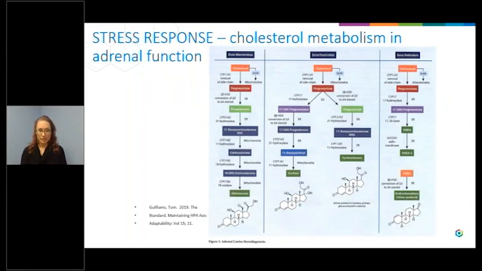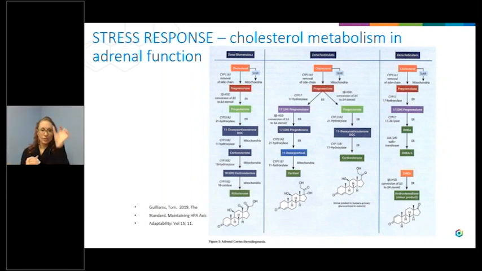To show this, Tong Williams did a diagram where we're looking at the different zones of the adrenal glands. We have the zona glomerulosa. This is what makes the aldosterone. We have the zona fasciculata. This is what makes your cortisol. And the zona reticularis, that makes your DHEA.